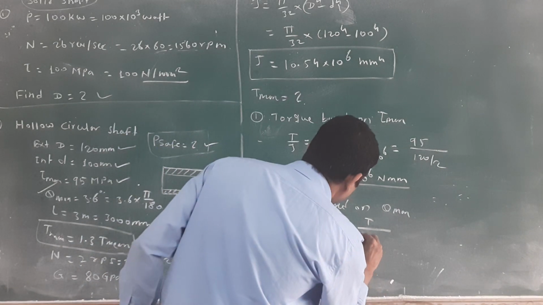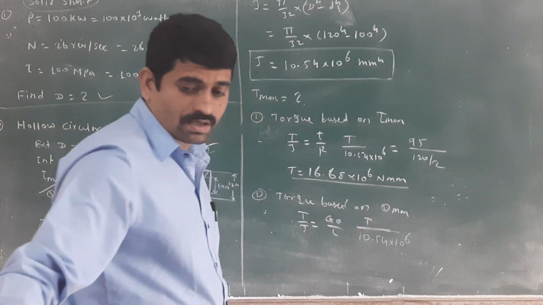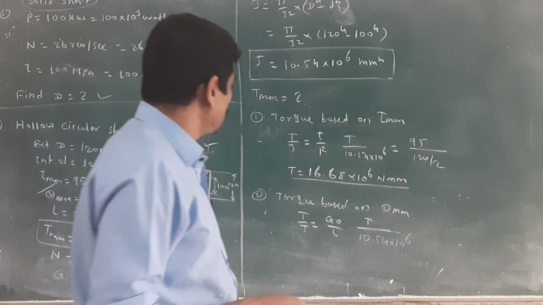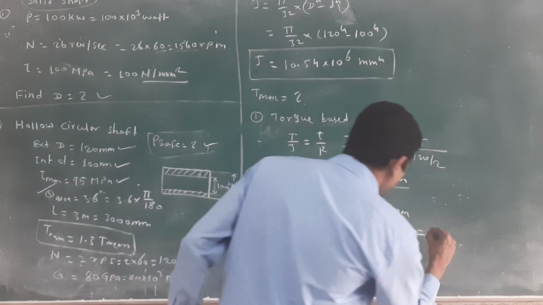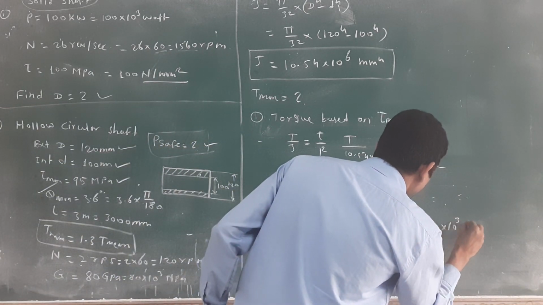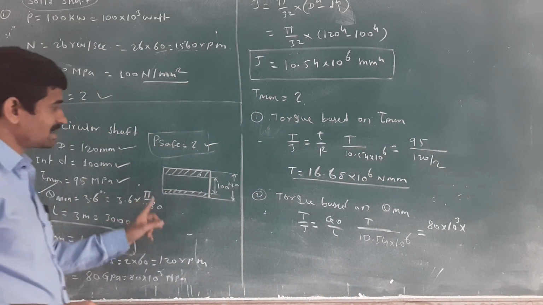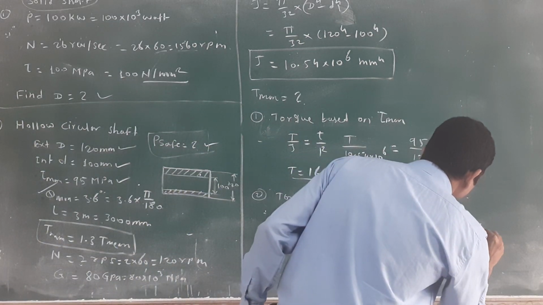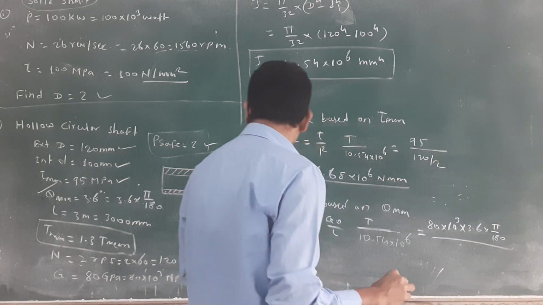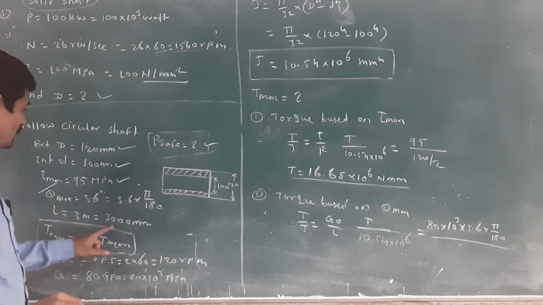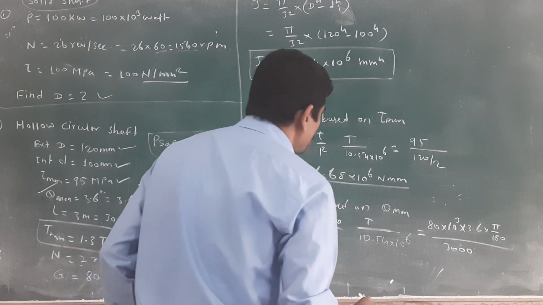J is equal to again 10.54 into 10 raised to 6. Then G, what is the value of G? 80 into 10 raised to 3. What is the value of theta? Check that. We have converted to radian: 3.6 into pi by 180, divided by the length of the shaft, which is given as 3 meter, meaning 3000 mm.